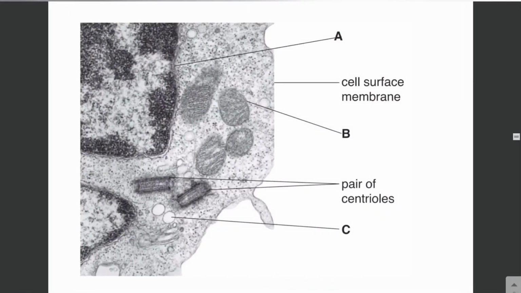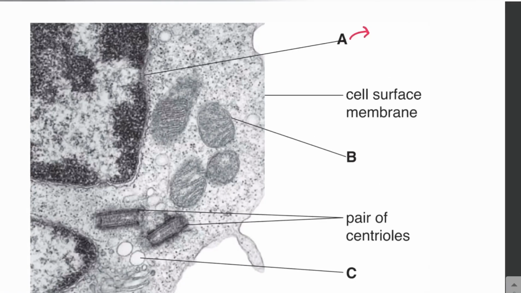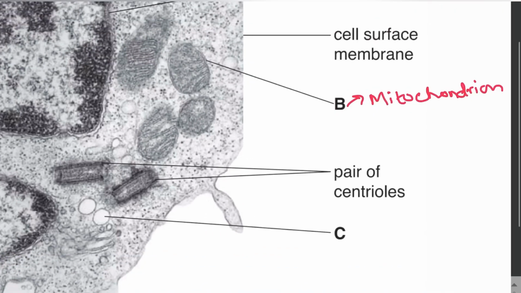Okay, this is another electron micrograph taken from an animal cell. So what do you think is A? A is the nuclear envelope, right? And what do you think is B? B is the mitochondrion, right? What about these structures? I told you that if you see two cylindrical structures at right angles, these are centrioles which are making up the pair. What do you think is C?